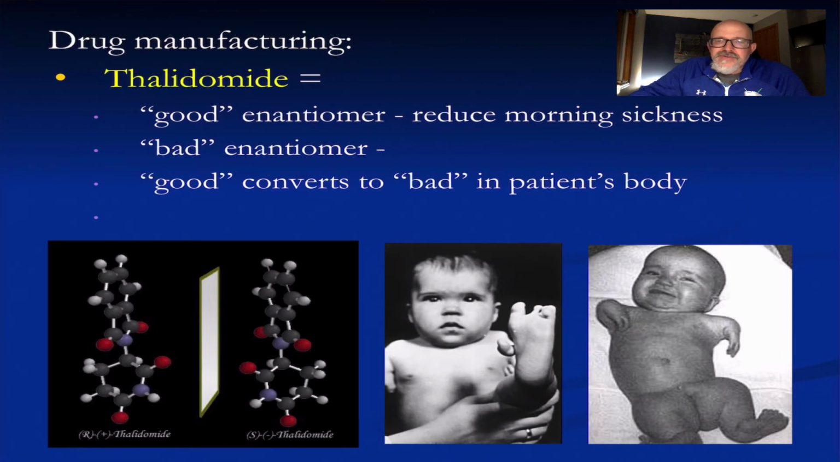About 50% of those 10,000 reported cases survived. What happened is they had very shortened limb deformities. They also had malformed hearts and eyes, blindness, deafness, just a lot of issues. The good enantiomer, the version they originally wanted to use, reduced morning sickness. The bad enantiomer would cause birth defects.